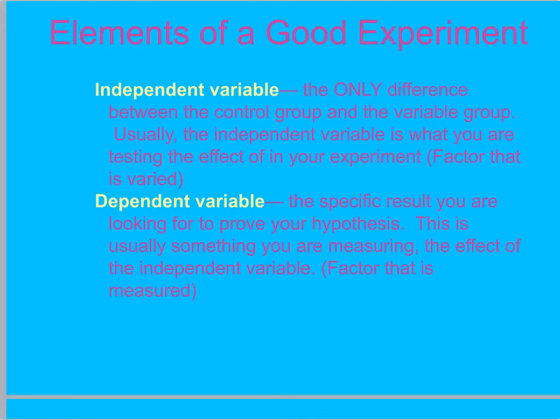All right, so another element of a good experiment is having an independent and dependent variable. It's not an experiment if you don't measure anything. It's not an experiment if you don't have a difference between your groups. So remember, your independent variable is the only difference between the 2 groups, the control group and experimental group, also known as the variable group. And usually your independent variable is what you are testing the effect of in your experiment.